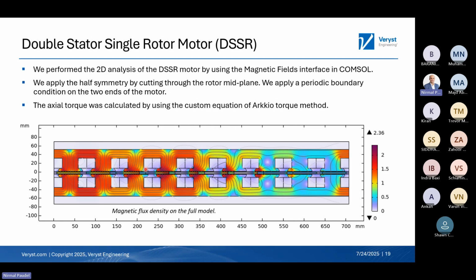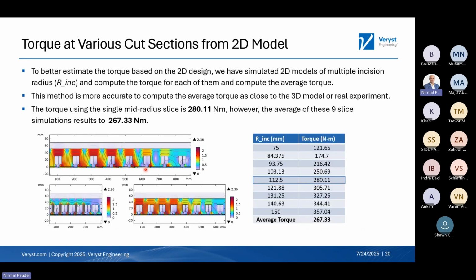So this is what we did just for one slice. Now we have the torque obtained from the mid section, or the mean radius, which is about 280 Newton meter. Then we also performed a bunch of simulations, starting from the innermost radius of 75 to 150, which is the outer radius, and calculated the torque for each of them. We have 9 slices here with the simulations, and we then calculated the average of this torque.